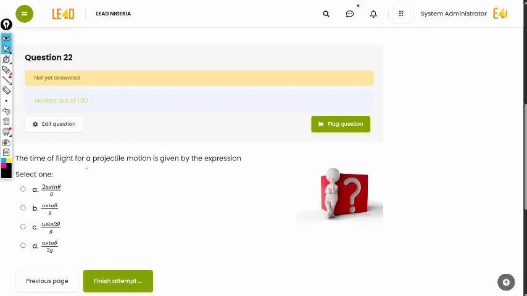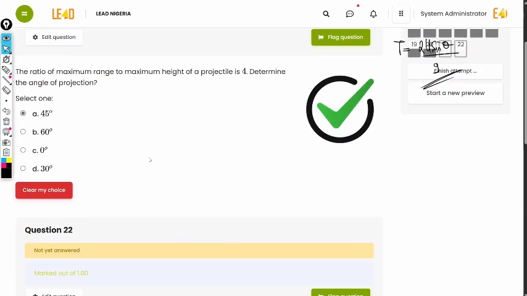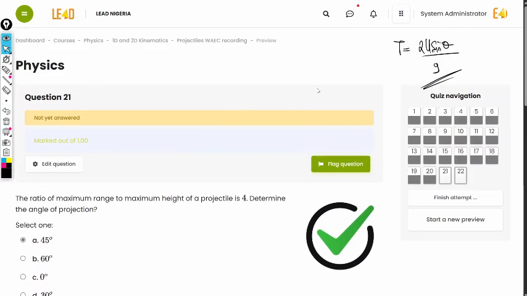All right, question 22 says the time of flight for a projectile motion is given by the expression, your time of flight t. So it's one of the formulas you have to memorize: 2u sine theta over g. Very important that you do not forget your formula. All right, 2u sine theta over g, that's option A. You don't want to be looking for it when you need it or be trying to prove it when you need it. All right, you want to know it.